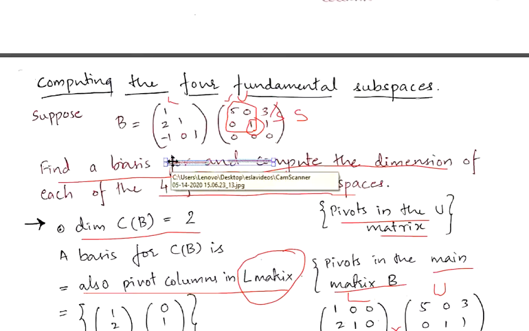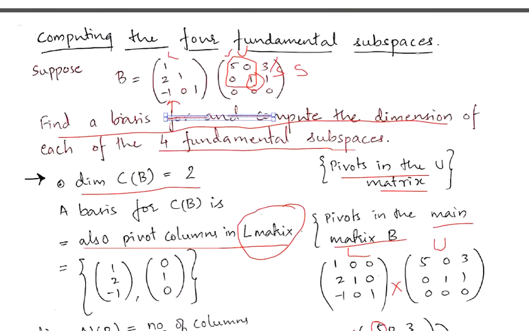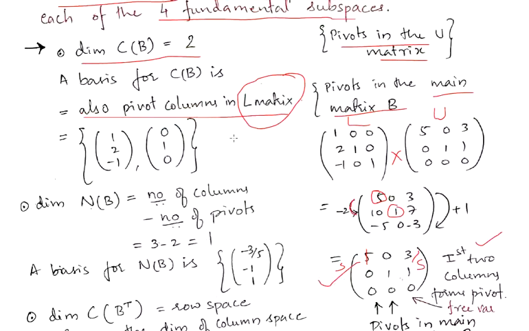1, 2, minus 1 and 0, 1, 0. Okay, see, these are the basis for the column subspace. So what have we found? Two things we have found. One is the dimension, then the basis for the column subspace. Similar things will apply to all the other subspaces also.